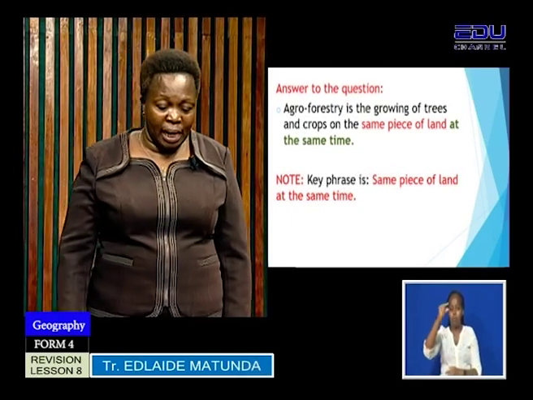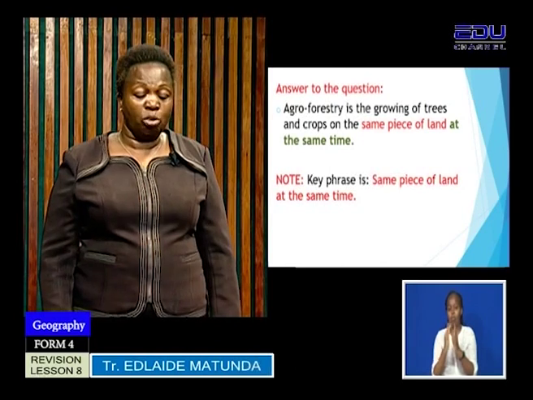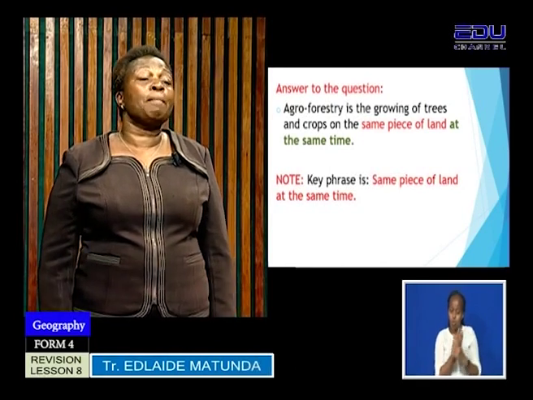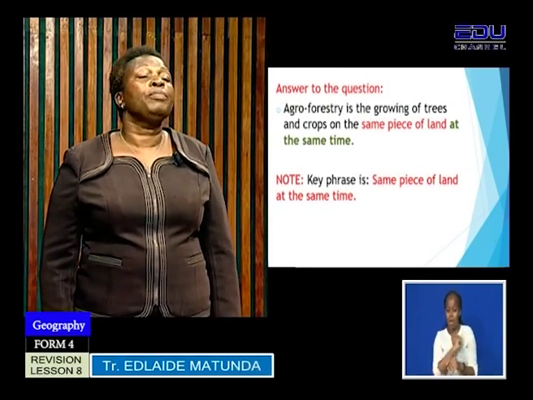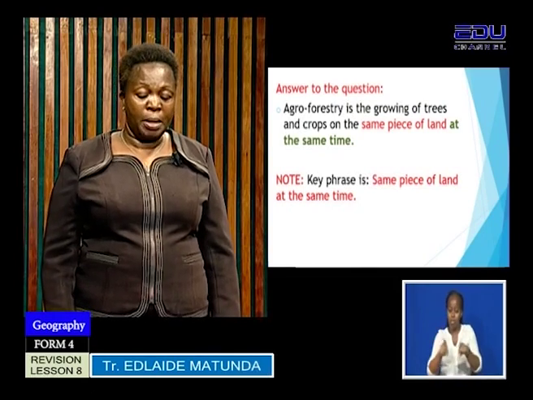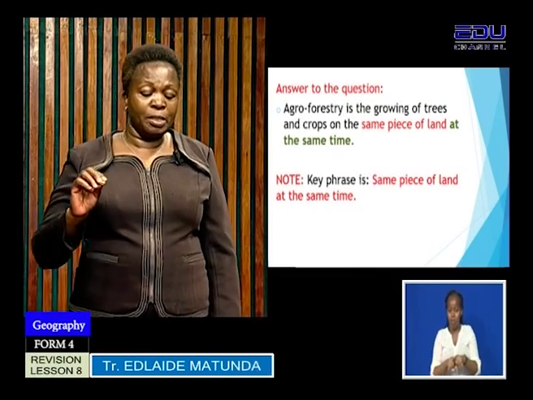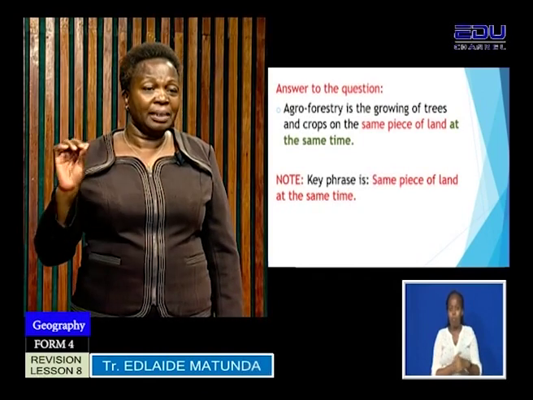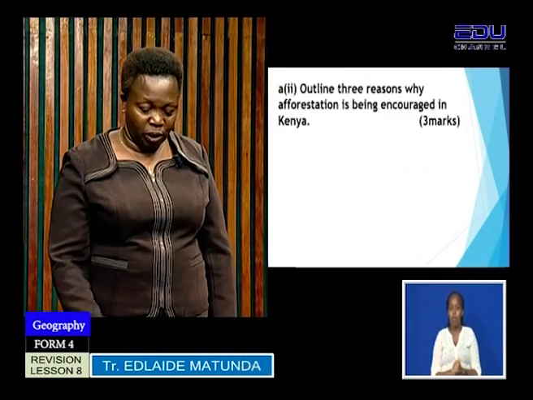So don't just say that agroforestry is the growing of trees and crops on the same piece of land. That will be wrong. You will not score the 2 marks, because it is on the same piece of land at the same time for it to be agroforestry.